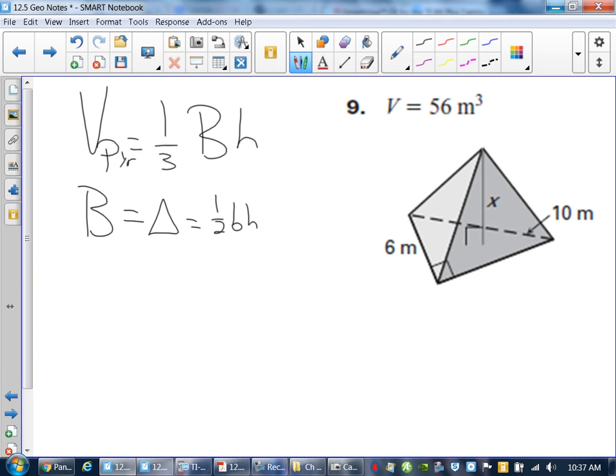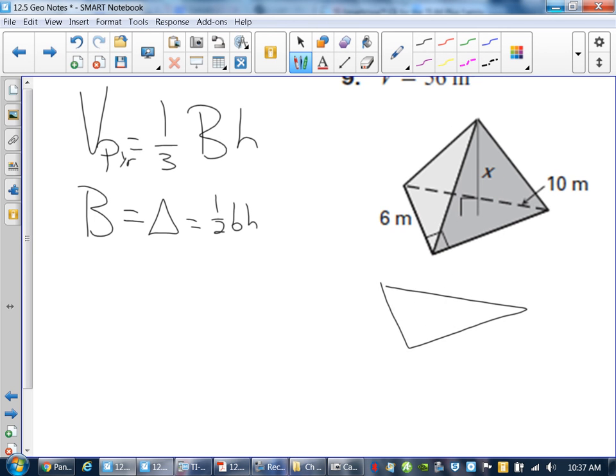Now, going to that triangle, you've got your right triangle. I have a 6, a right angle, and a 10. What's my missing side? How do I figure that out? Pythagorean theorem. You do 10 squared minus 6 squared, and you get 64, so the side is 8. So this is a 6, 8, 10.